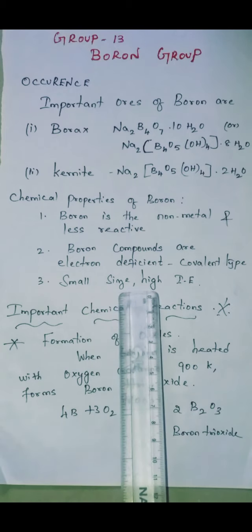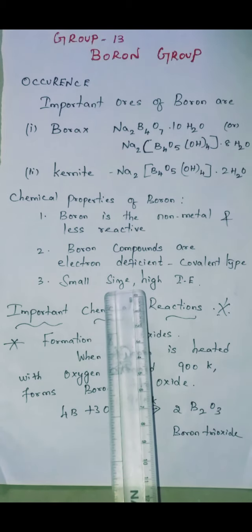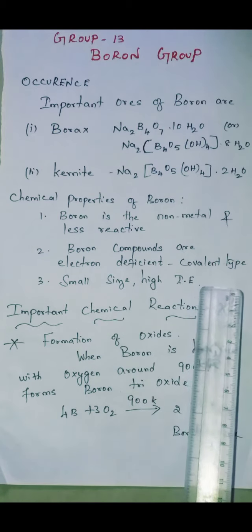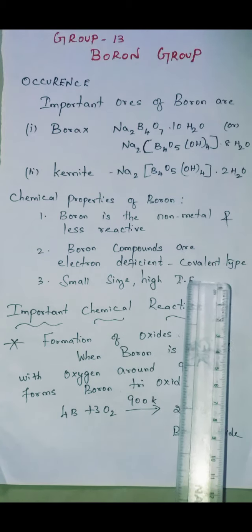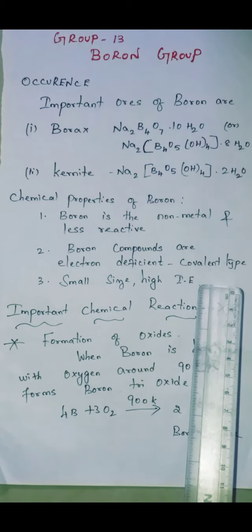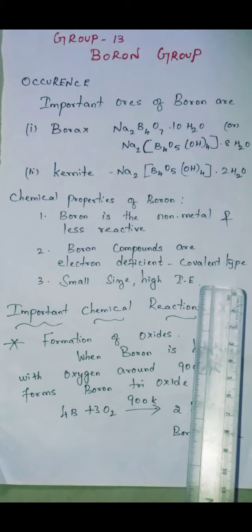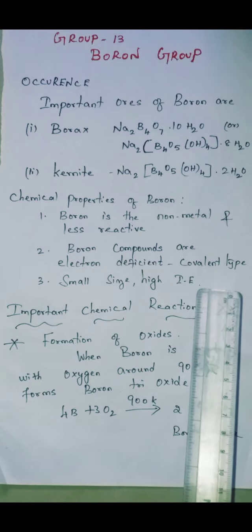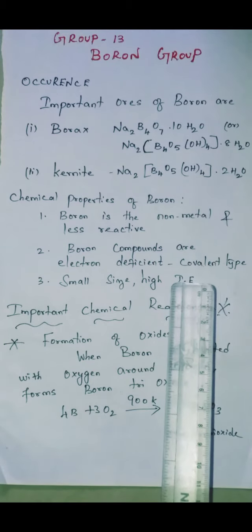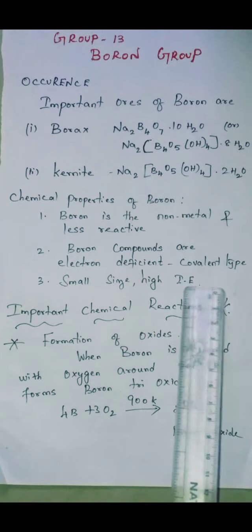Then, due to its small size, because the atomic number is only 5, it has high ionization energy. For example, boron atomic number is 5, so the configuration is 1s2 2s2 2p1. It is very close to the nucleus, so a large amount of energy is required to remove the loosely bound electron from the boron atom. So it has high ionization energy.